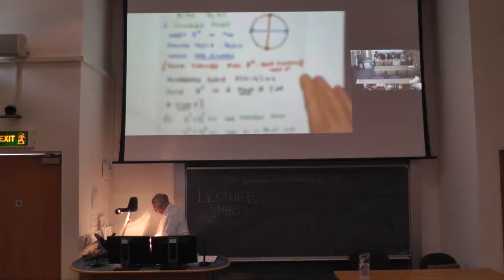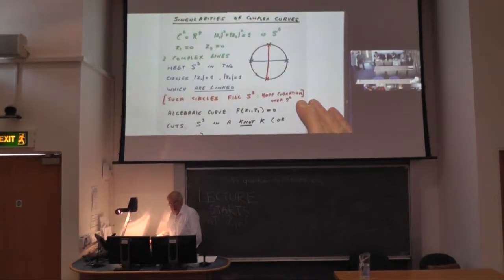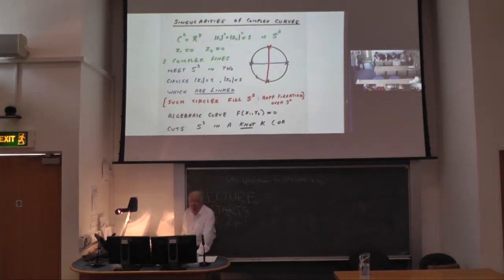Now, let me move on. I'm going to keep this talk very elementary, as far as I can. And in that spirit, I'm going to talk about singularities of complex curves. So you start off with two complex variables, Z1 and Z2. If you take the real and imaginary parts, you think of it as four-dimensional Euclidean space. Inside there, you take the elements of norm 1, the sum of the squares of the absolute values equal to 1, which is a three-dimensional sphere.